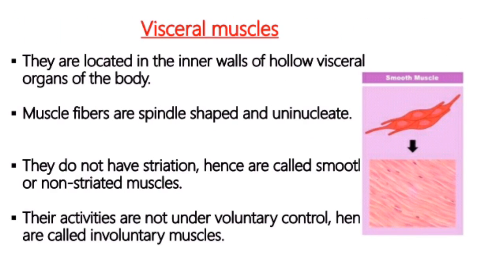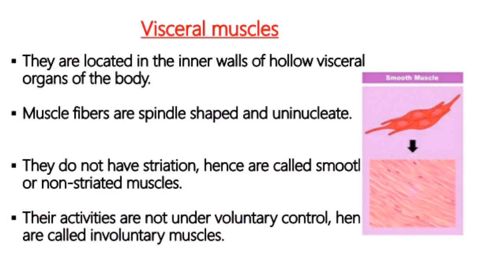Visceral muscles are located in the inner walls of the hollow visceral organs of the body. Muscle fibers are spindle shaped and uninucleated. They do not have striations, hence are called smooth or non-striated muscles. Their activities are not under voluntary control, hence are called involuntary muscles. Means the muscles present in the blood vessels, in our alimentary canal or in the internal body organs where movements take place, and all such movement helps in the transfer of molecules or other matter from one part to another part.